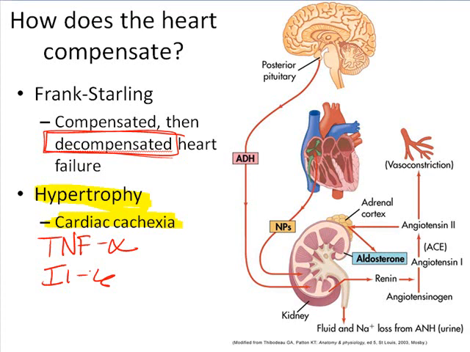Now, why these large amounts of, for example, tumor necrosis factor alpha, interleukin 6, and other chemicals get released is an item up for debate. There's at least 3 major hypotheses to try to explain why these get released, and that's far beyond the scope of this class. Okay, I think that's all on heart compensation.